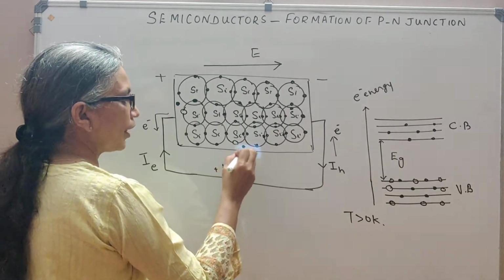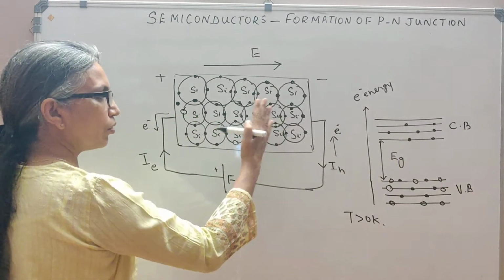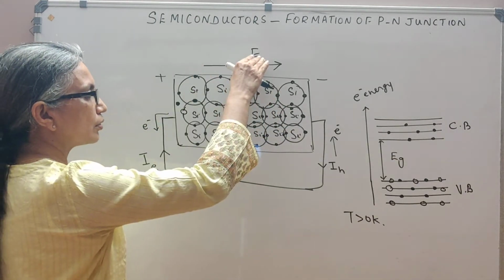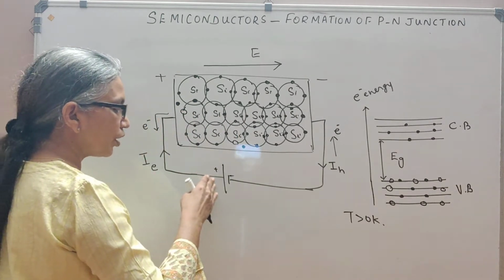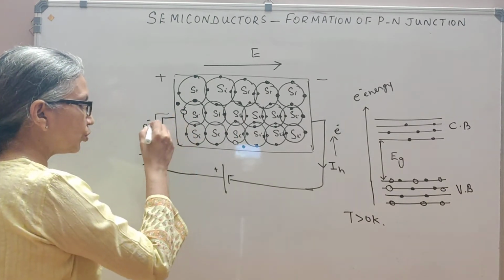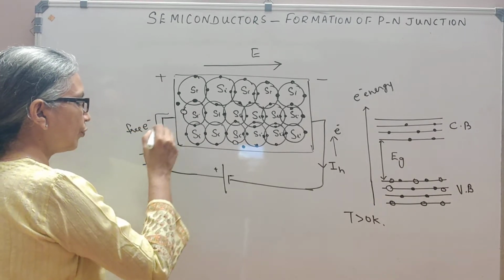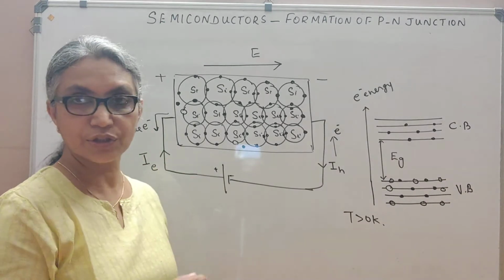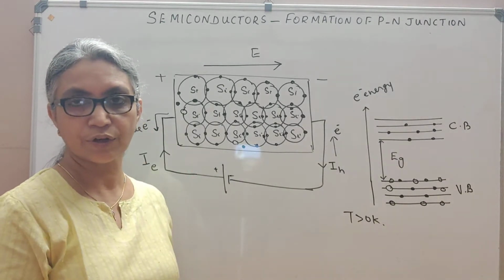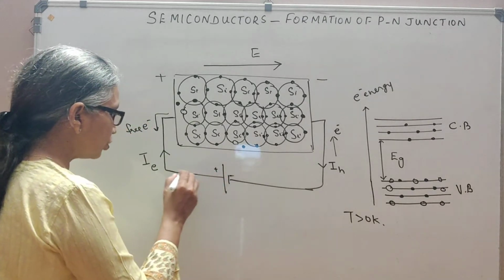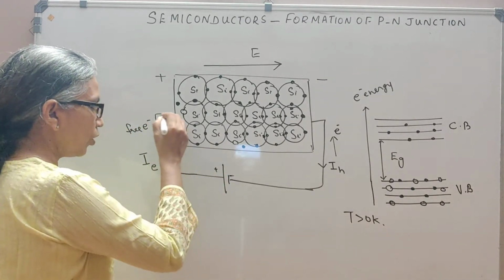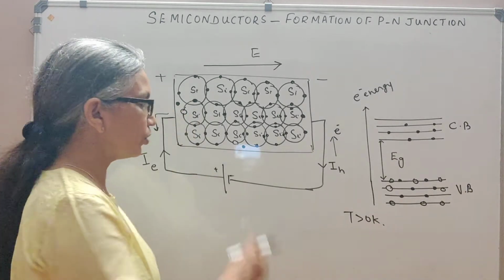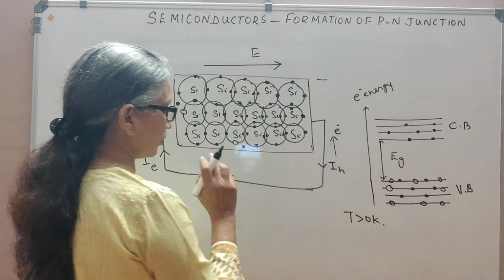I've just drawn 2, but let's say lots of free electrons are there. All those free electrons must now, under the electric field, move towards the positive terminal of this battery, and I've shown that these free electrons are now moving in this direction towards the positive terminal. You know that the conventional direction of current is opposite to the direction of flow of electrons. So the current due to the flow of electrons I've shown opposite to the movement of electrons, and that's why I've shown IE in this direction. These are the free electrons moving towards the positive terminal.